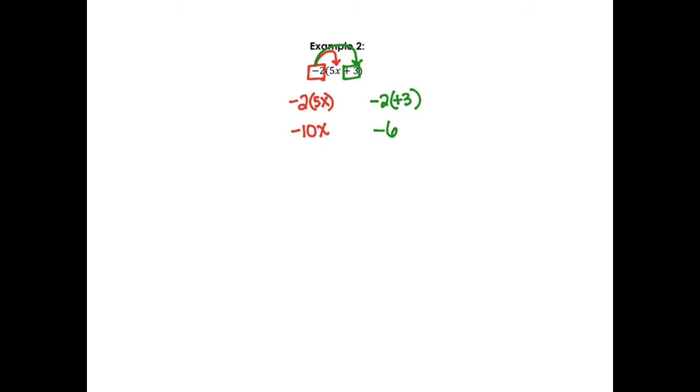And now all I have to do, again, since negative 10x has a variable and negative 6 does not, I can't combine them, so I'm simply just going to write them next to each other. So I have, as my final answer, negative 10x minus 6. Okay, that negative must be brought down with the 6. And that's my final answer.